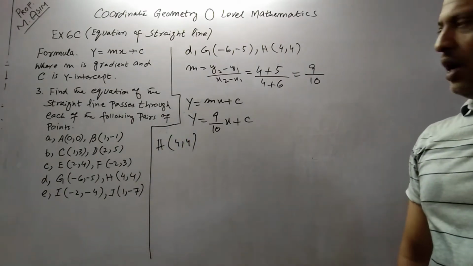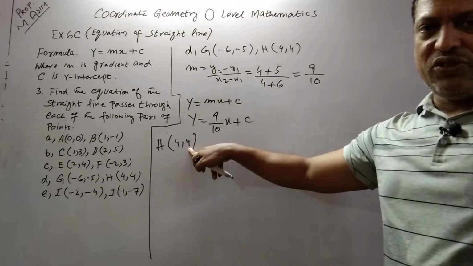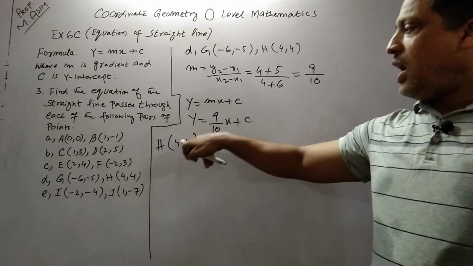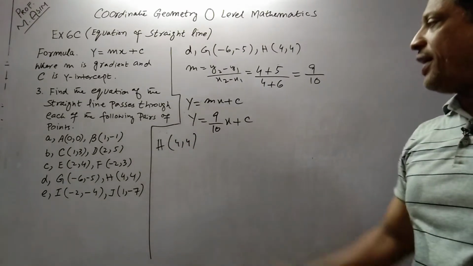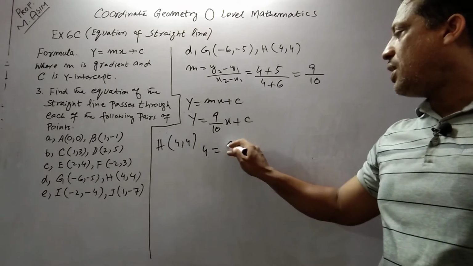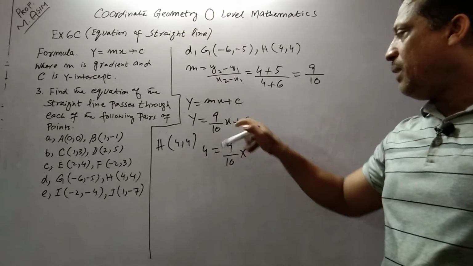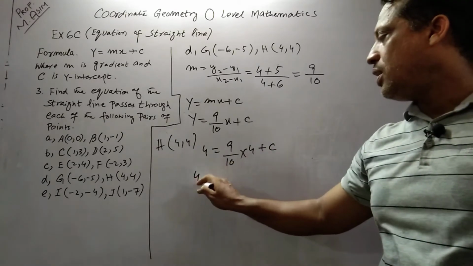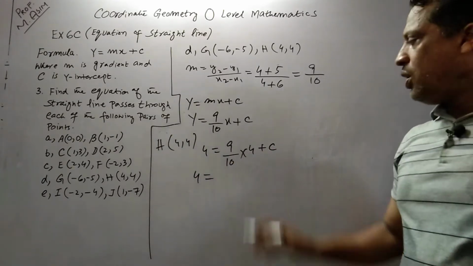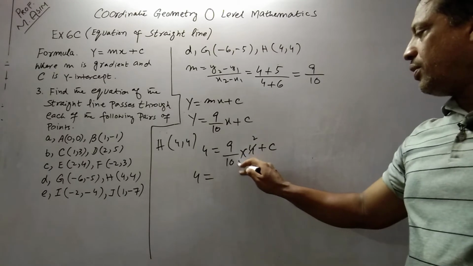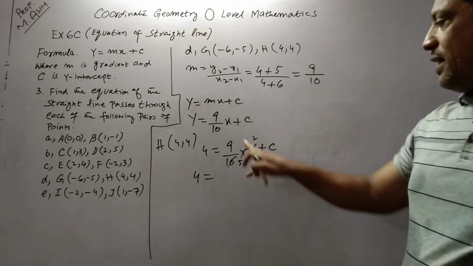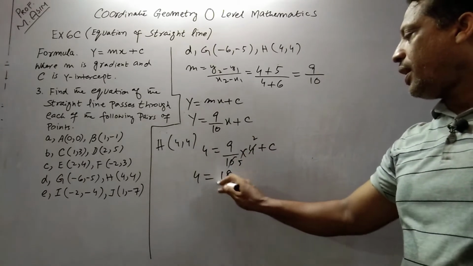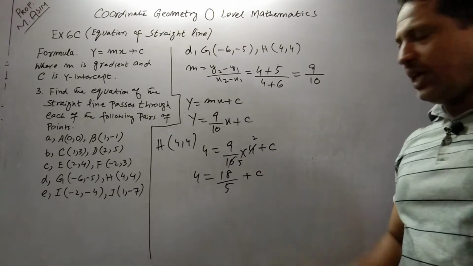Put 4 where you see x, and put 4 where you see y. So 4 is equal to 9 over 10 multiplied by x. X is what? 4 plus c. So 4 is equal to, 2 2s are 4, 2 5s are 10. The answer is 9 2s are 18 over 5 plus c.